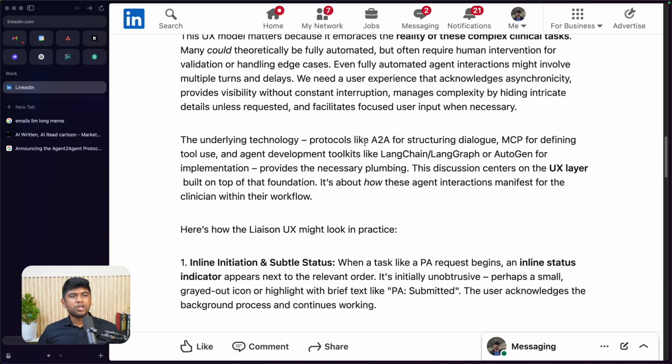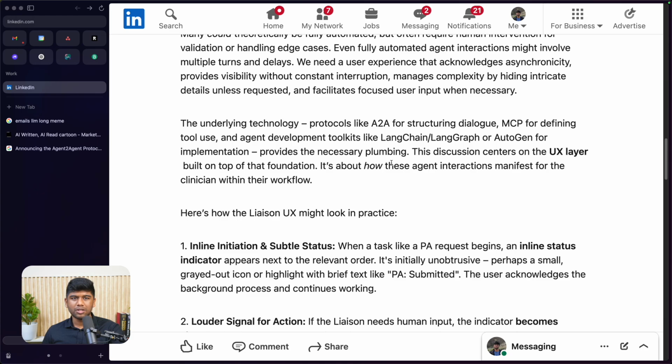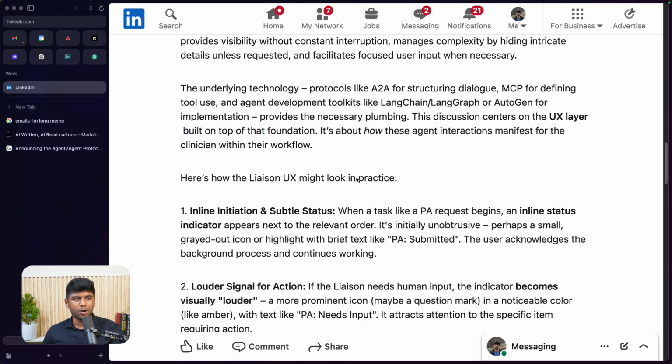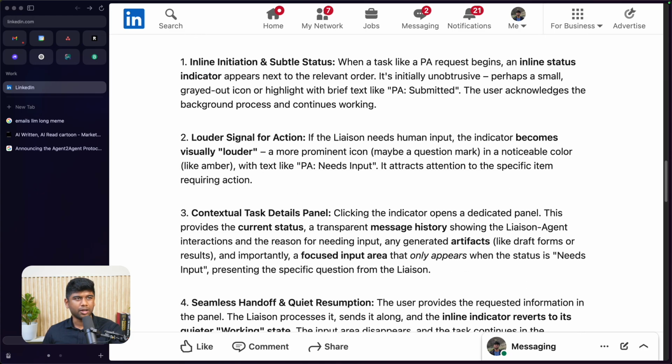The underlying technology protocols like A2A for structuring dialogue, MCP for defining tool use, and agent development toolkits like LangChain/LangGraph or Autogen for implementation provide the necessary plumbing. This discussion centers on the UX layer built around this. So how would this UX look?